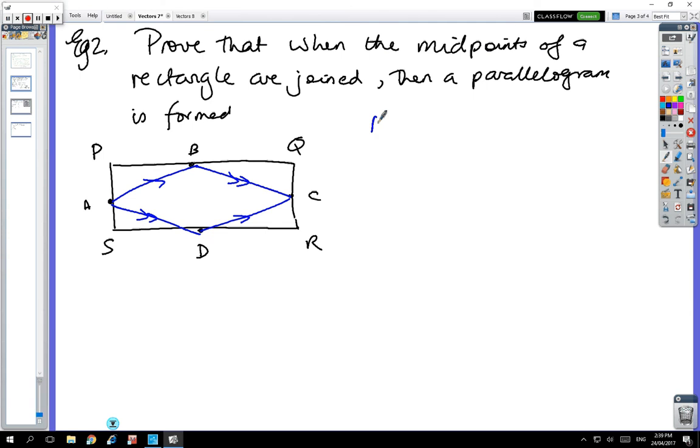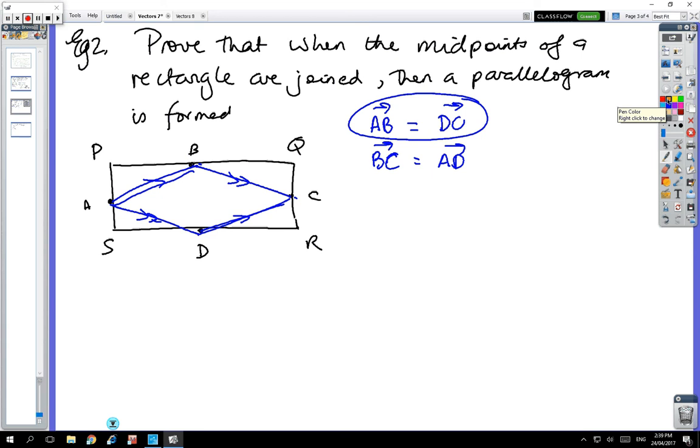Okay, what we need to prove is that AB, so from A to B, is the same as D to C, and we need to prove that B to C is the same as A to D. So make sure you get the letters in the right positions. So B to C is the same as A to D. Now I'll only do one of them, because once you've done one, the second one will be the same proof.